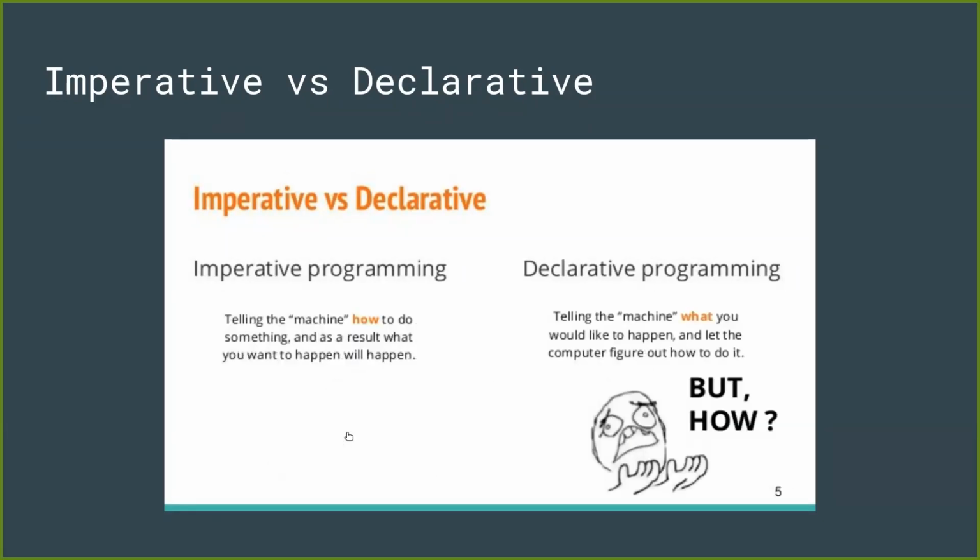So the imperative style programming is the ability to tell the machine how to do something in order to achieve our desire. The declarative style programming, on the other hand, is the ability to tell the machine what our desire is, but letting it figure out how to achieve it.